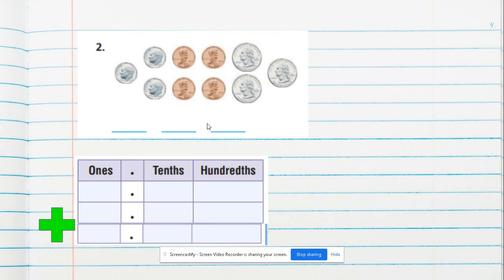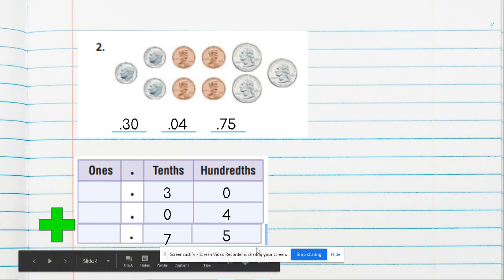For example, let's count our dimes: 10, 20, 30. 30 cents, my decimal point is in the front, so I plug it into my place value chart. Let's count the pennies. 1, 2, 3, 4. I have 4 cents. I plug it into my place value chart. And the quarters, I have 75 cents and it goes into the place value chart.